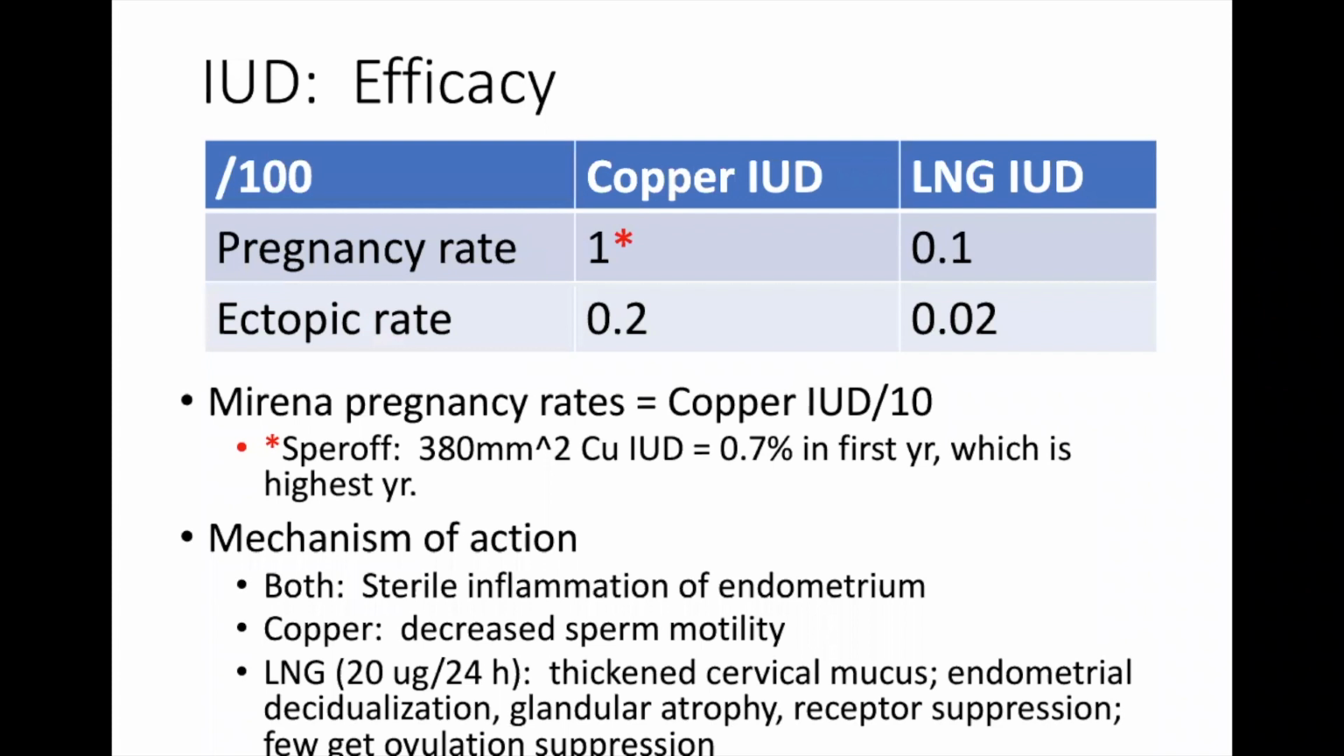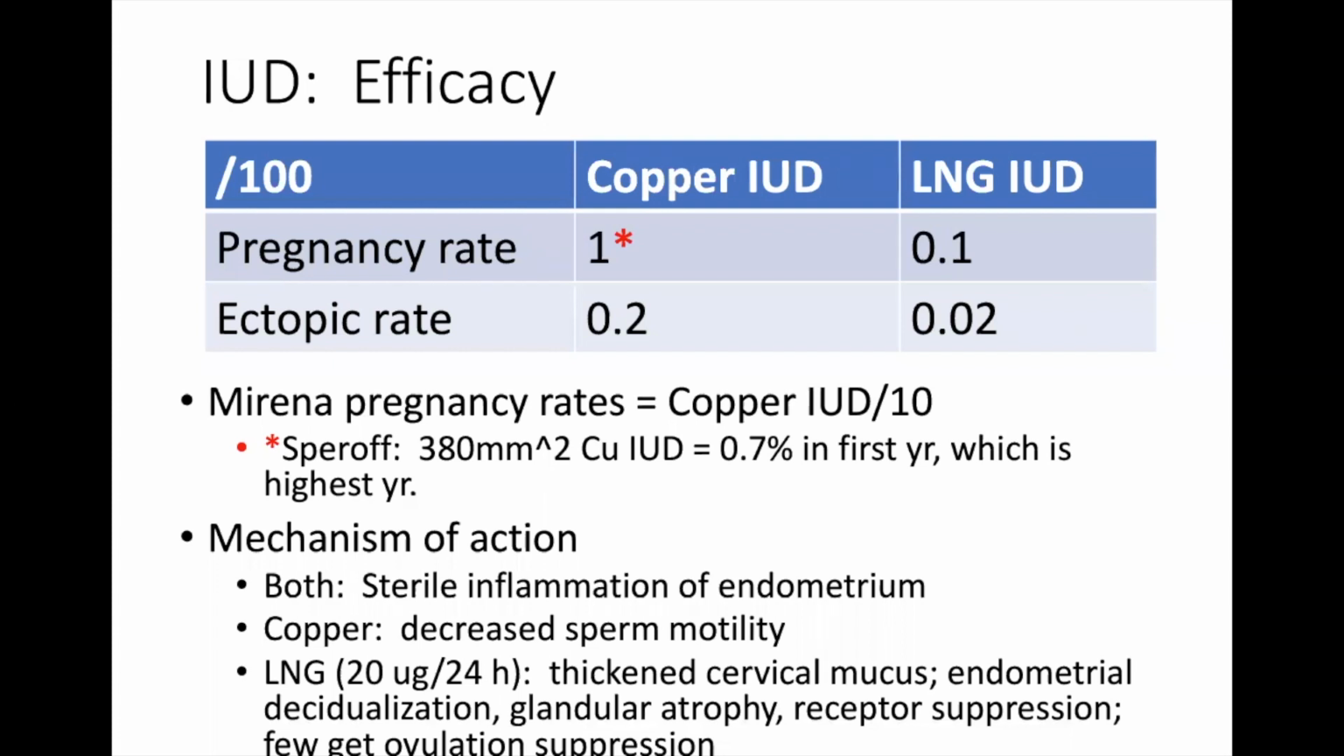So the IUD efficacy: pregnancy rate with the copper IUD is about 1%. With the Mirena, it's about 0.1%. Ectopic rate with the copper is 0.2%, and with the Mirena it's lower, 0.02%. Mirena pregnancy rate equals the copper IUD in 10 women. This is what Spiroff quotes.